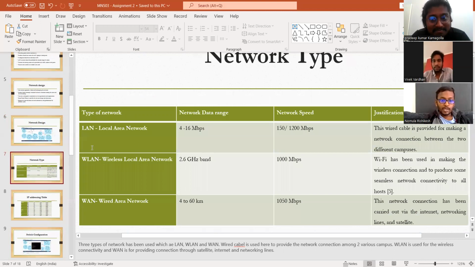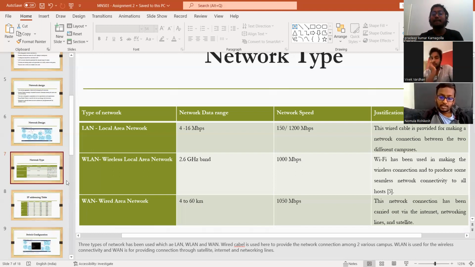The network types which we have used are LAN, VLAN, WLAN, and WAN. LAN is used with wired connectivity, with cable provided for making network connections between the two different campuses, and wireless connectivity has been enabled for connecting mobile phones, laptops, and other personal computers. WLAN is used for wireless connectivity. WAN is providing connection through satellite, internet, and network lines.